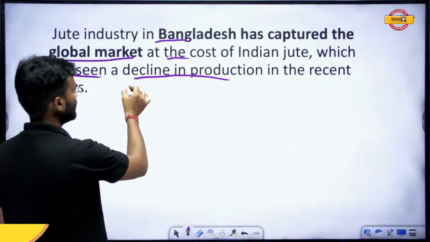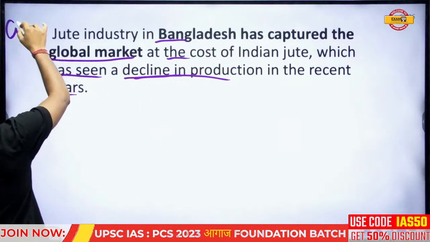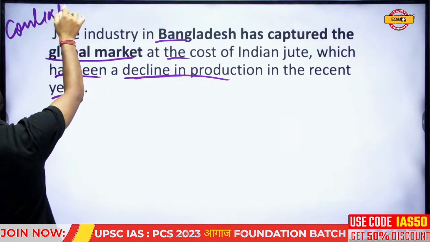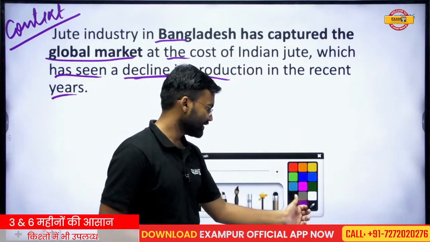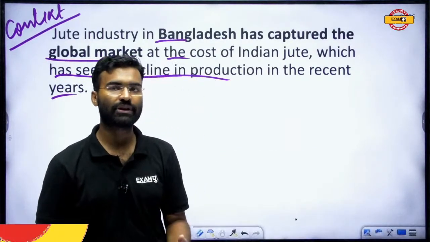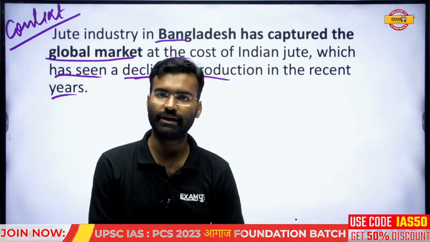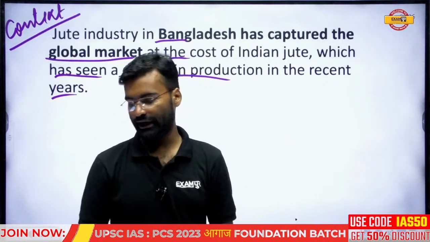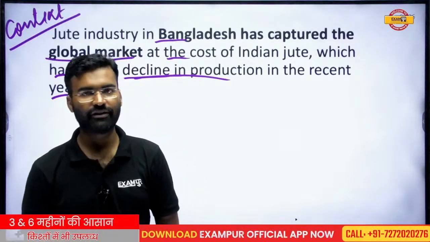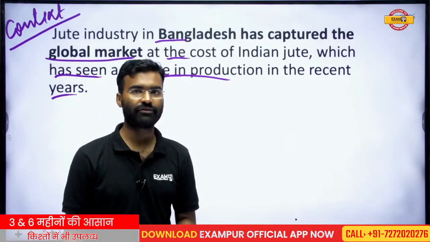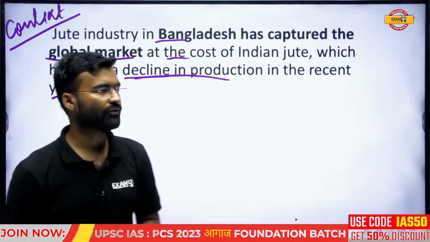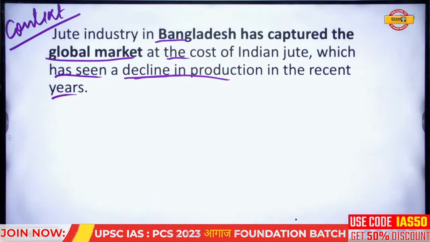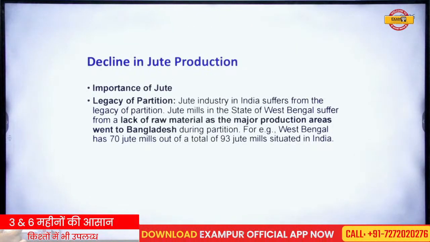So this is the context why we are going to study this, and in the mains examination, a question might be asked: what is the reason behind the weakness of the jute industry in India? Is the government the major factor, or is the government's management the major factor? We will focus on this in the next slide.